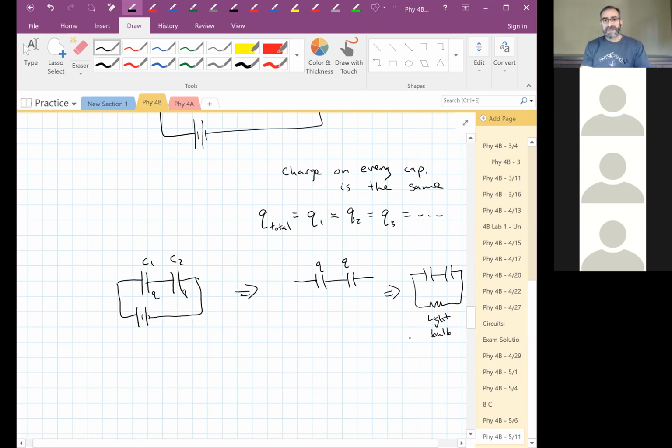How much charge is going to go through the light bulb? Only Q, right? Whatever went through the battery. So what went through the battery over here? The red ones went through the battery. The green ones just redistributed internally.